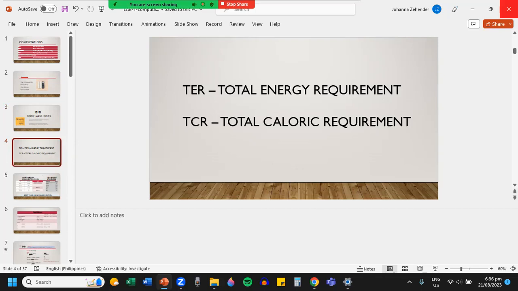Okay, so here you have your TER and TCR. So again, your TER stands for your total energy requirement, while your TCR stands for your total caloric requirement. There are many ways to compute for your TER, and you will be learning about those different ways in the next few slides. But first, let's discuss in more detail about our BMI.